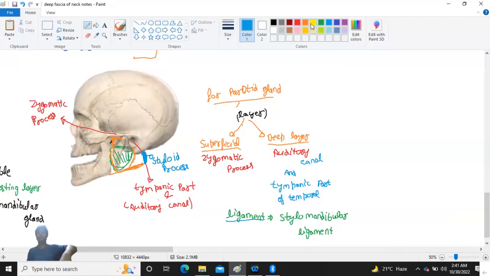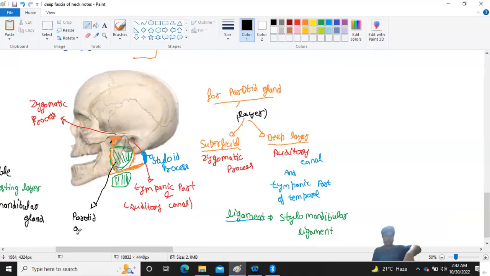Below this ligament there is a gland we have read, the submandibular gland. So this ligament separates the submandibular and parotid glands. This is the submandibular gland. This is the parotid gland. So here these two glands are covered.